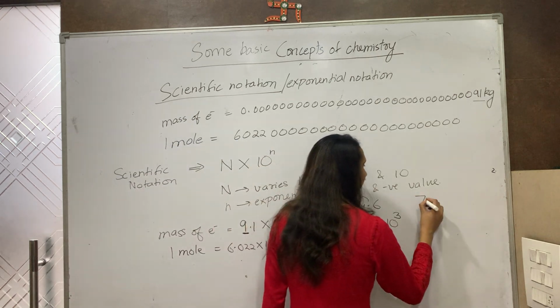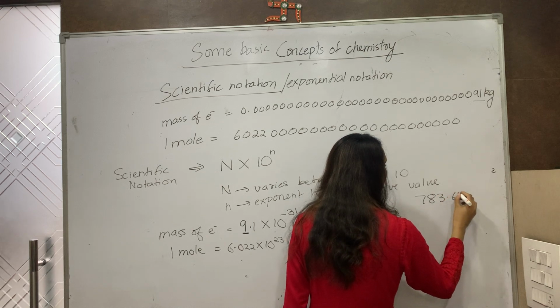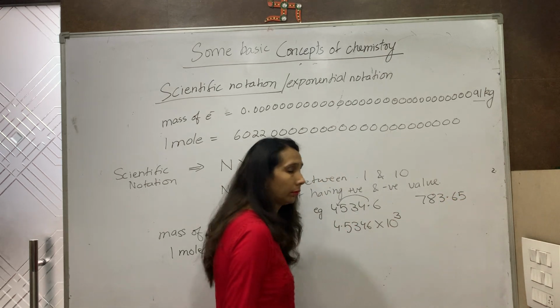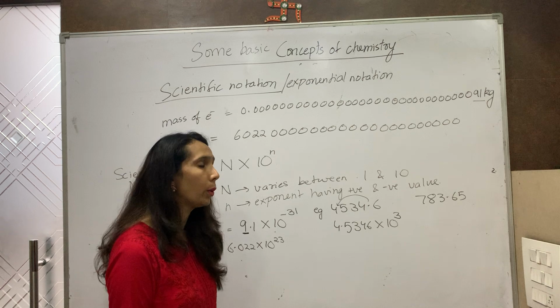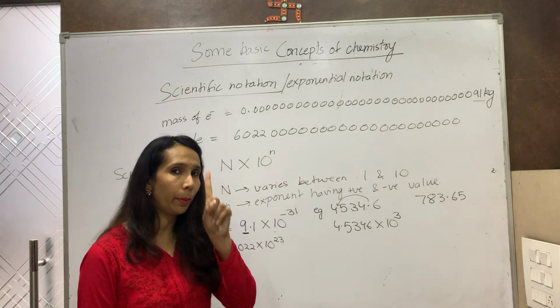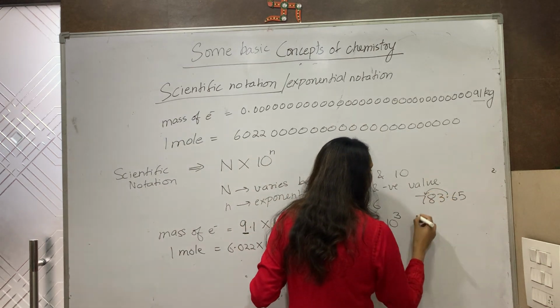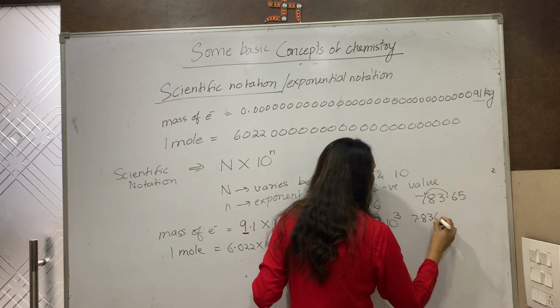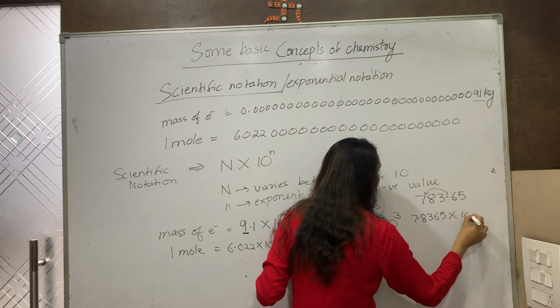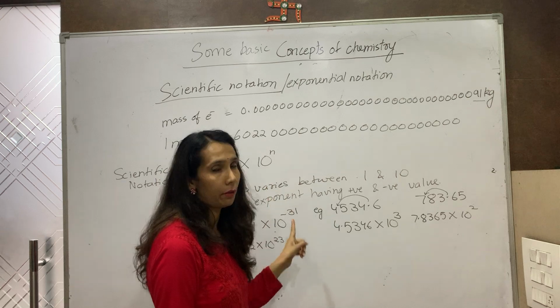When I take this number, I want to represent it in scientific notation. Again, I know that before decimal, there has to be one non-zero digit. So I will shift the decimal here. How many places have I shifted the decimal? 2 places. So it is 10 to the power 2. And I have shifted the decimal on the left hand side.